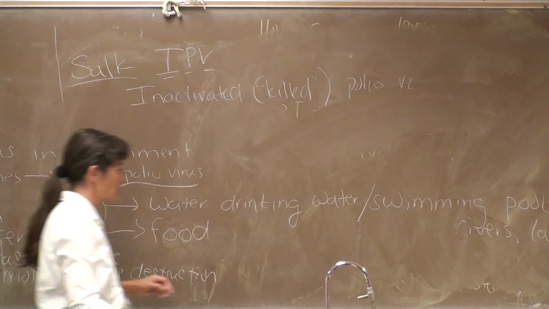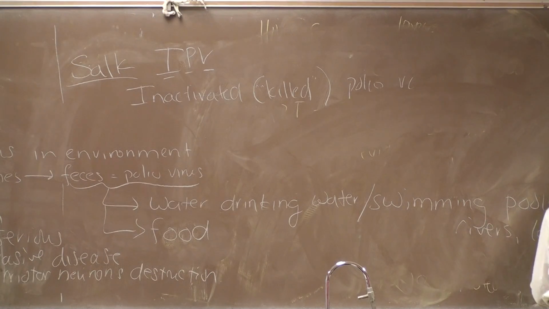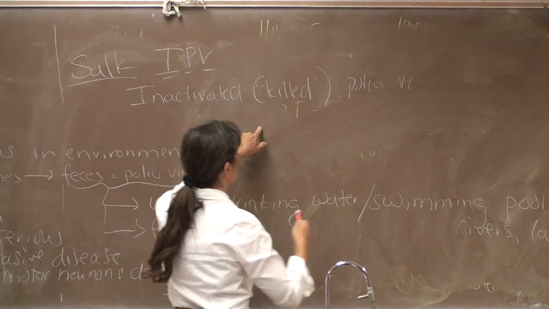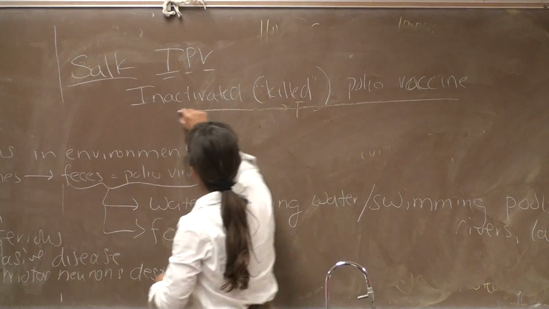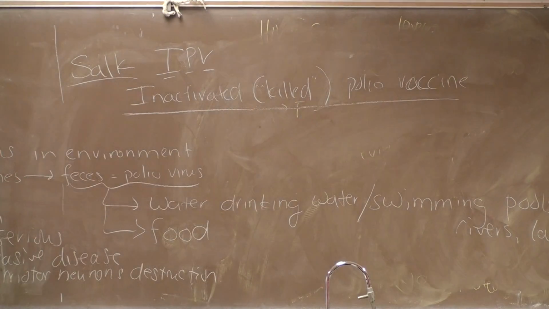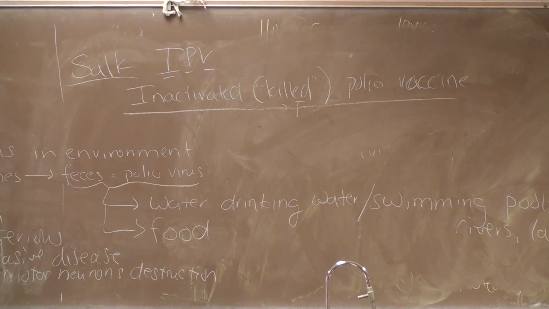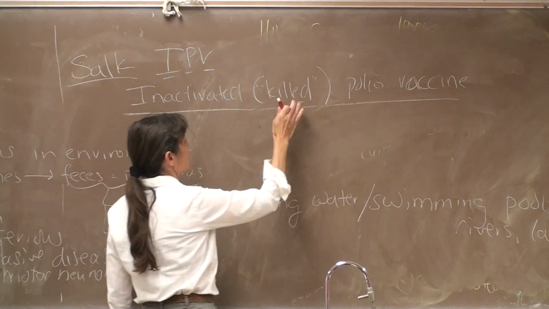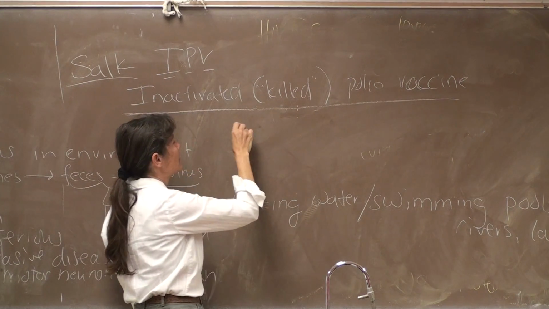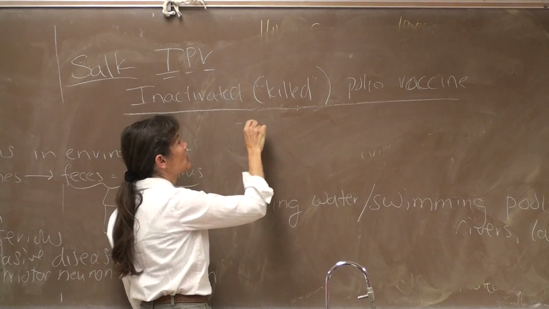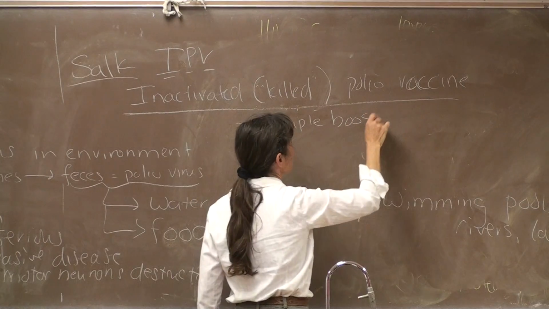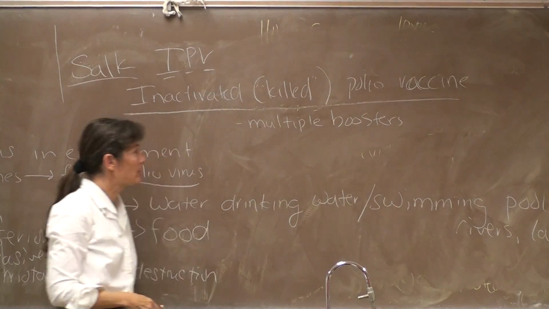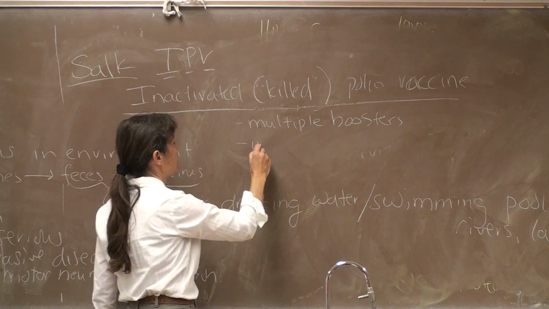Oh my goodness, for parents, such a big deal. Inactivated killed polio. Because it was a killed polio virus, one of the problems was it needed multiple boosters. And the bad news with this killed virus vaccine is it had to be injected IM.